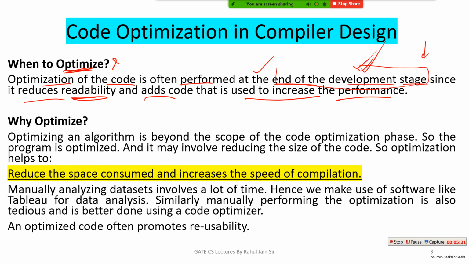because it ultimately reduces the readability of code and adds some code that increases its efficiency. That is why it needs to be optimized at the end of the development stage. So this point may be asked as a theoretical question in GATE, right? So you must take this kind of topic, this kind of point with you, or you can simply take a screenshot, no problem.